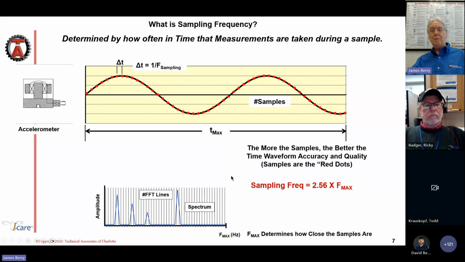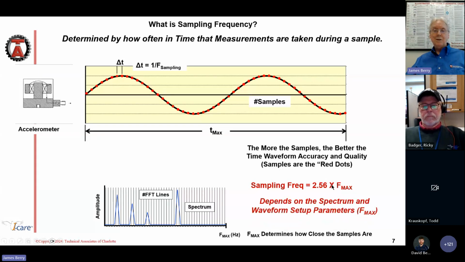So one of the things that comes to mind, let's remember this little equation. Sampling frequency is 2.56 times Fmax. And I'll go over that in just a moment. Sampling frequency is 2.56 times Fmax. Is there any other variable in there? That's it. It's Fmax, not the number of lines, nothing else, just the Fmax.